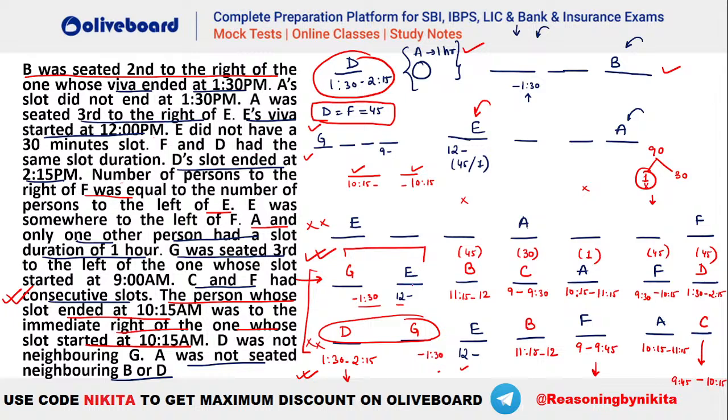Now we know that E cannot be 30 minutes. That means G should be 30 minutes here. So it has to be 1 hour, right? So 1 to 1:30 will be for G. And similarly, E will be your 12 to 1. That is going to be 60 minutes here. So this is 1 hour here. And this is going to be 30 minutes here.